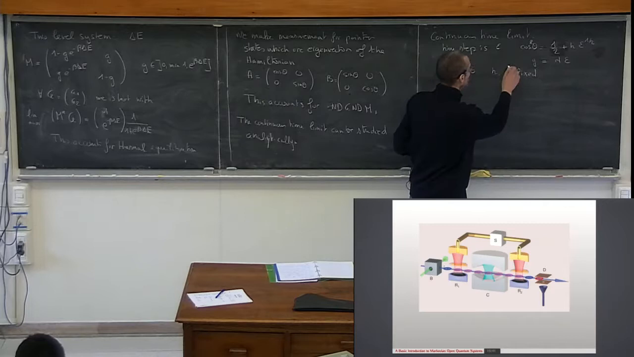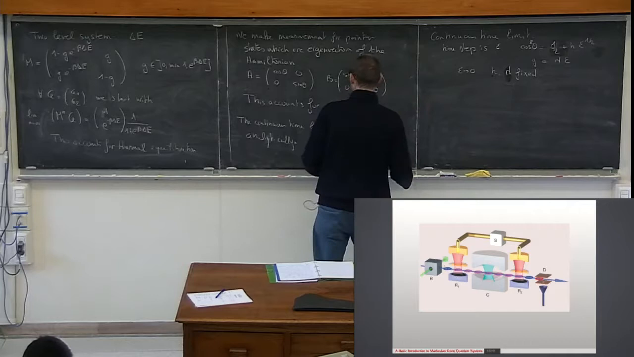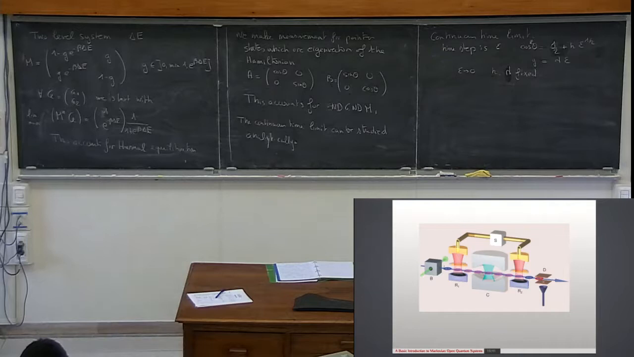Lambda is an inverse over time, and h is the square root of an inverse over time. Okay, so imagine now that h is small. This means, in fact, if I take h small, a and b are very close to the identity, proportional to the identity, and essentially this means that I won't measure anything. I mean, the probes do not interact enough with the cavity, nothing happens.